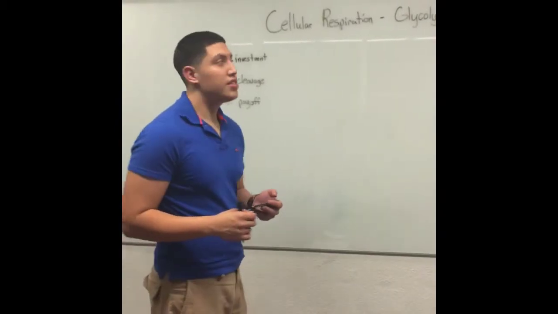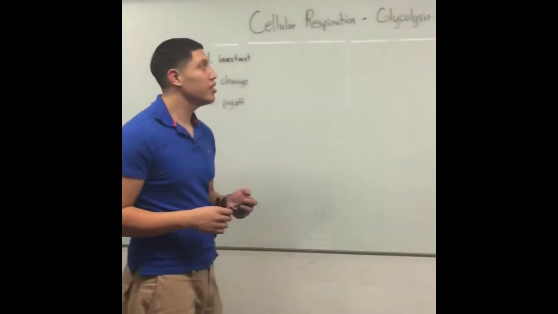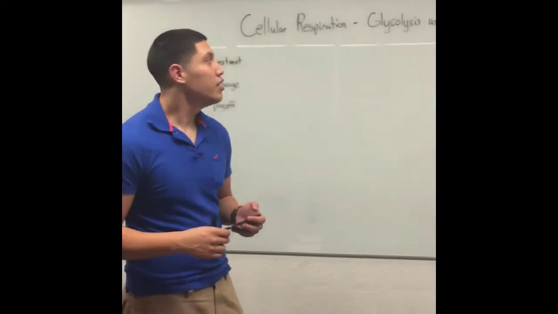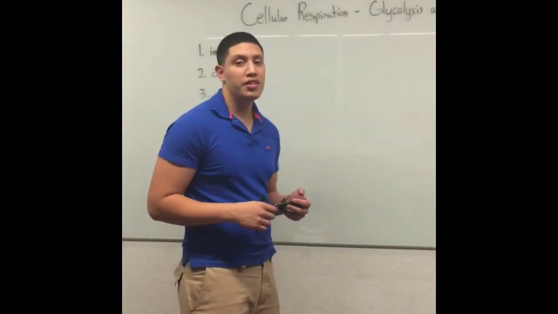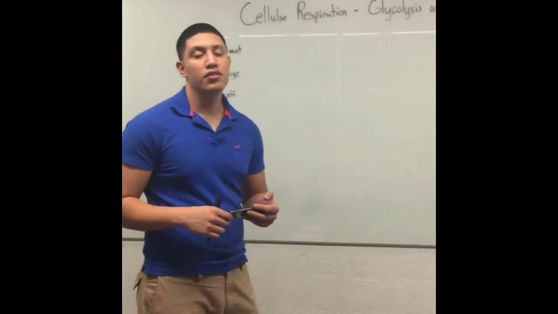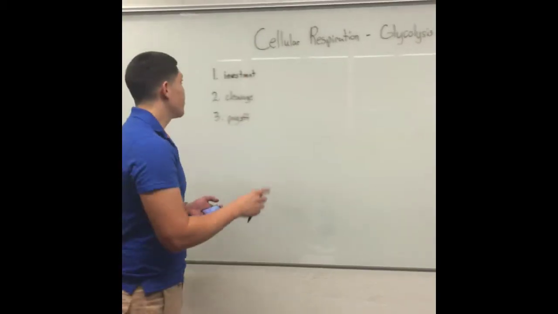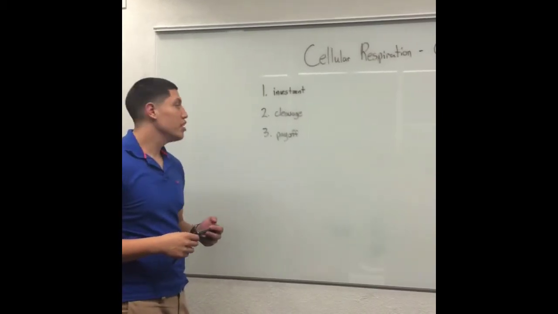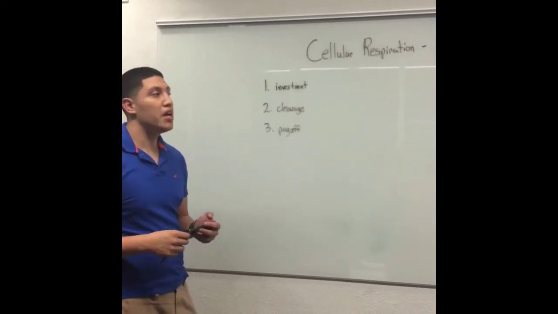Today I'm going to be talking about cellular respiration, and in particular glycolysis and the formation of acetyl CoA. So glycolysis takes place in the cytoplasm, and it goes through three main phases. The first stage is investment, the second stage cleavage, and the third stage payoff.